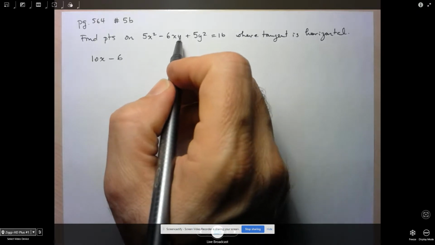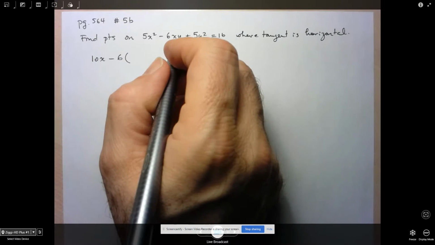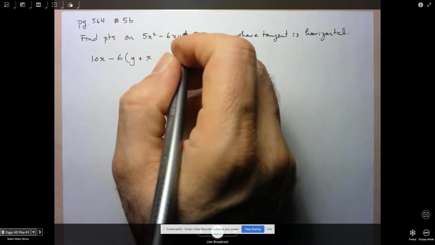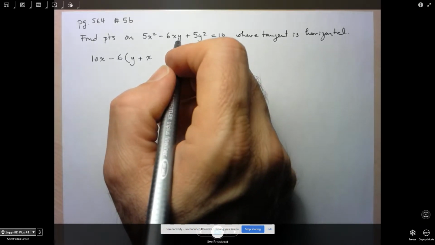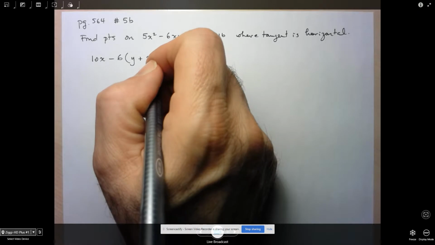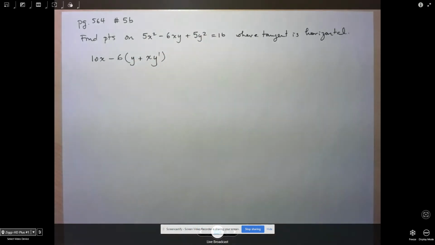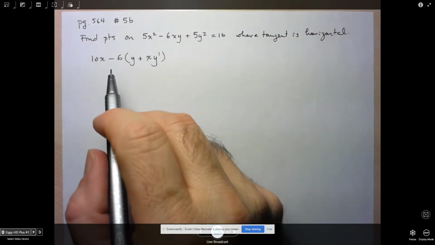This is a product of two functions, so I'm going to have to use the product rule. The derivative of x is 1 times the second function y, plus the first function x times the derivative of the second function, which is the derivative of y with respect to x. I'll represent that by y prime to save a little writing. You have to keep in mind that these derivatives are all with respect to x.